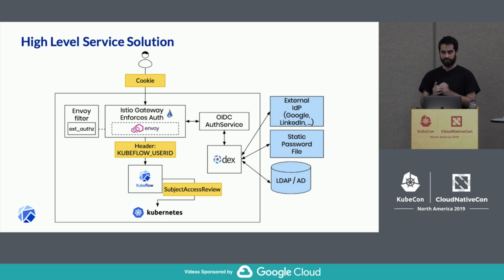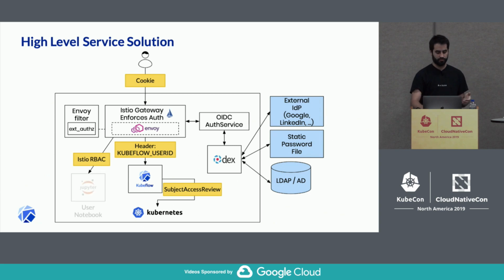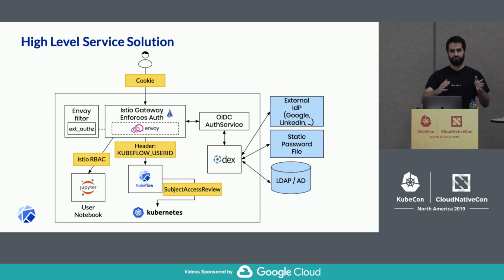Now, what if the resource we had to protect was not a resource that lives in the Kubernetes API server? What if it's an actual network resource? For example, only Sarah should have access to her own Jupyter notebook server, and no one else. This cannot be done with Kubernetes RBAC, because Kubernetes RBAC can only protect resources that actually live in the API server, like CRDs. So the way we do that is with something called Istio RBAC, and that's how we protect the actual network service resources. So access to Sarah's notebook should only be done by Sarah.